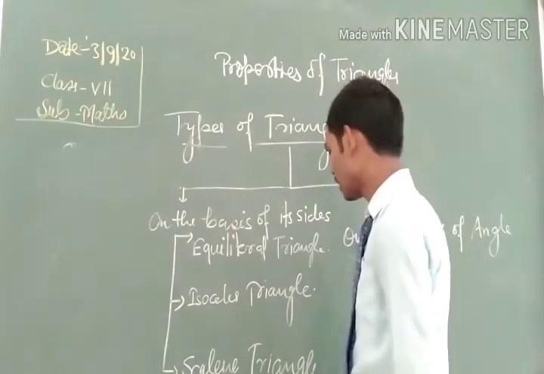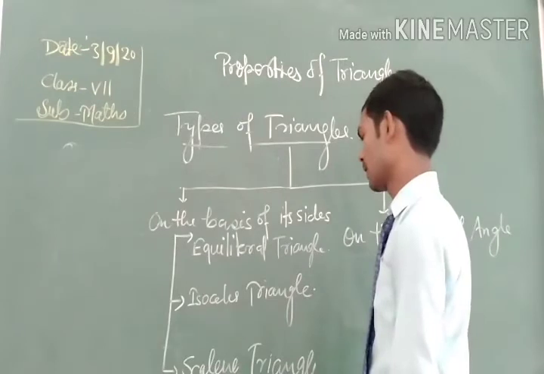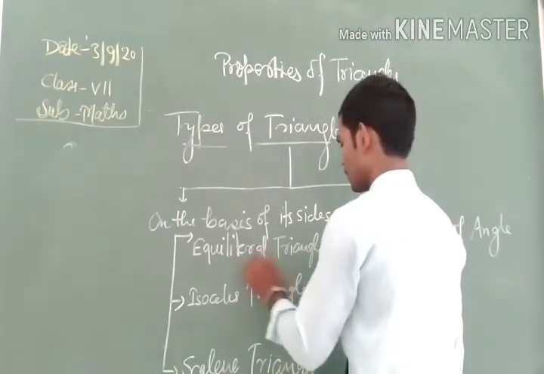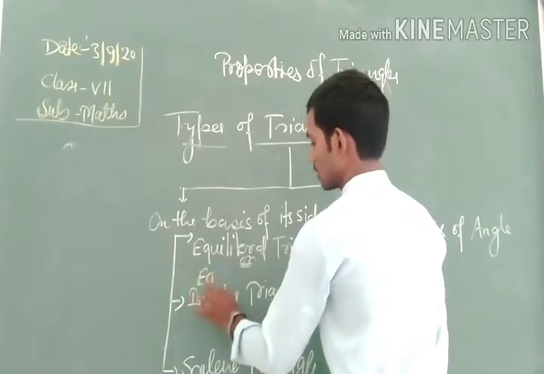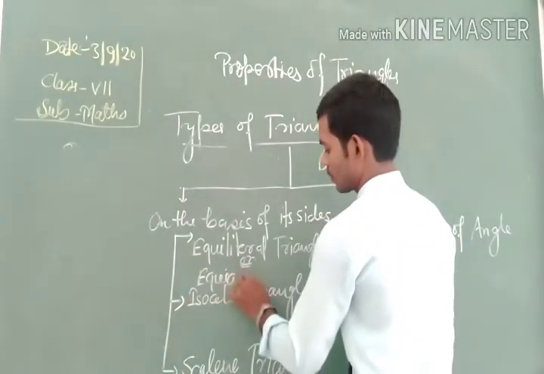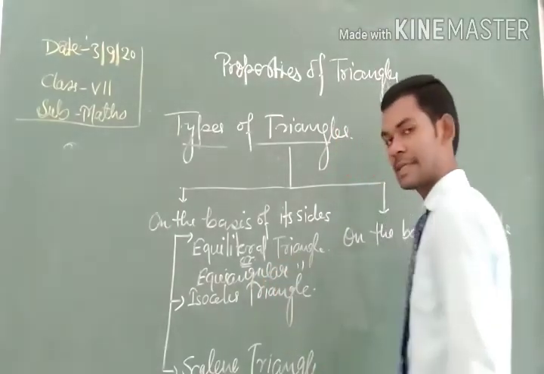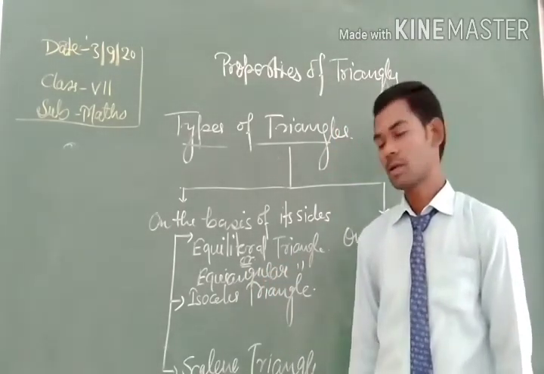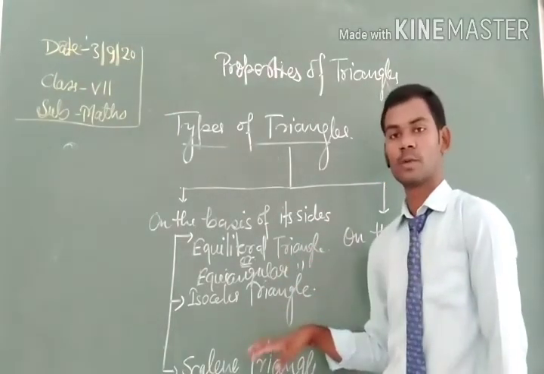Sometimes equilateral triangle is also known as equiangular triangle. Why is it so? I will tell you later. First, let us define these one by one.